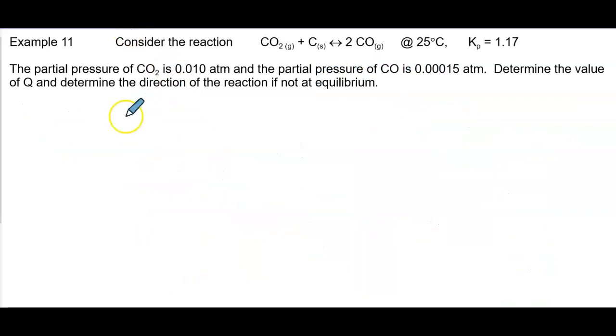Okay, so here we have another problem. In this case, we have a Kp given, but we have pressure units. Atm is a pressure unit, so we don't have to worry about converting between K and Kp. We do know, however, that we want to eventually at some point here compare Qp versus Kp. Remember, the P just means pressure. Q and K are the same thing. Q means not at equilibrium, K means at equilibrium.